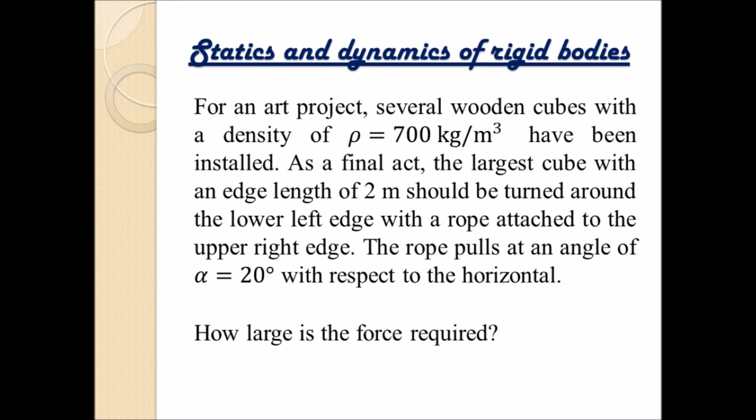For an art project, several wooden cubes with the density of ρ equals 700 kilograms per meters cubed have been installed. As a final act, the largest cube, with an edge length of 2 meters, should be turned around the lower left edge with a rope attached to the upper right edge. The rope pulls at an angle of 20 degrees with respect to the horizontal. How large is the force required?